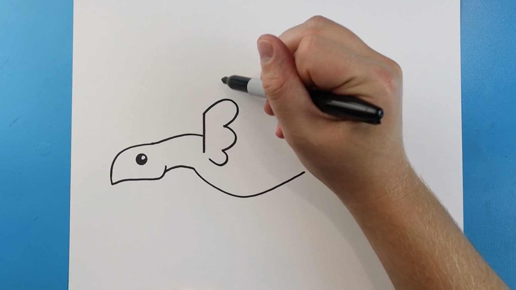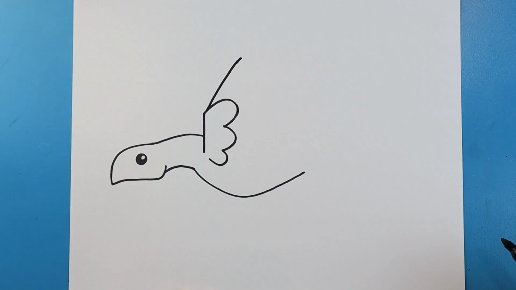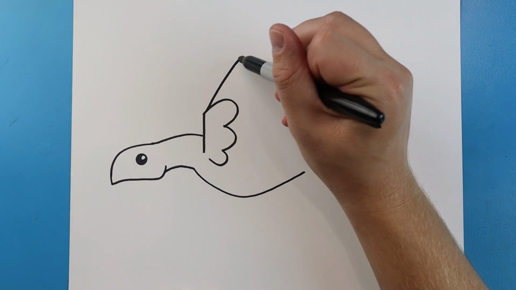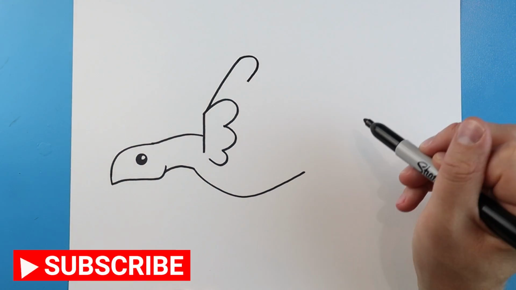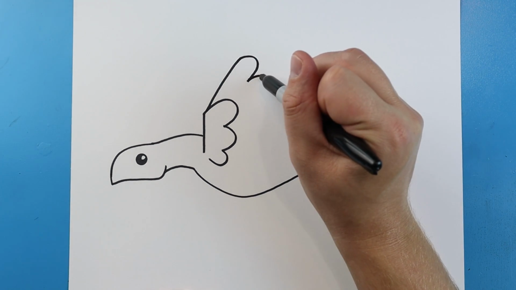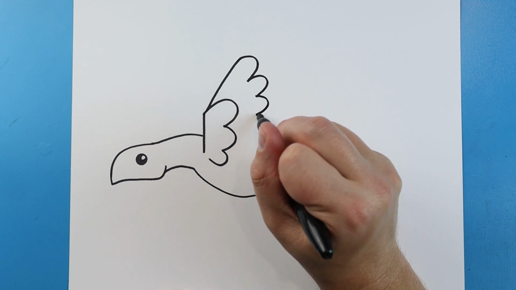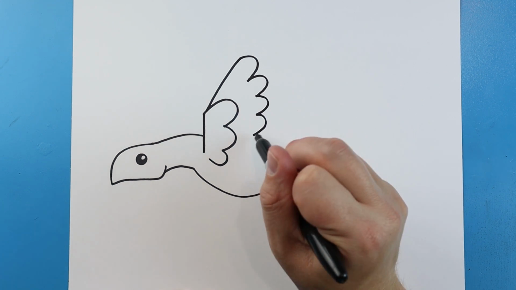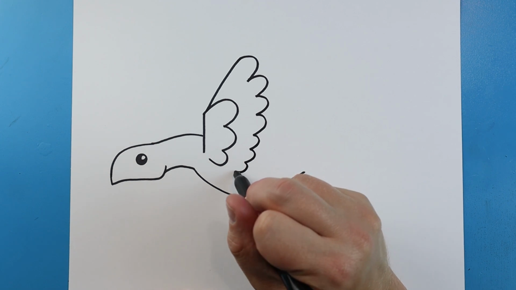Now starting here, we're going to draw a line that's going to go at an angle a little bit. Next we're going to draw a line that's just going to come down. And I'm going to draw quite a few little bumps on here, and they're just going to come down here, and they're going to come right to there.